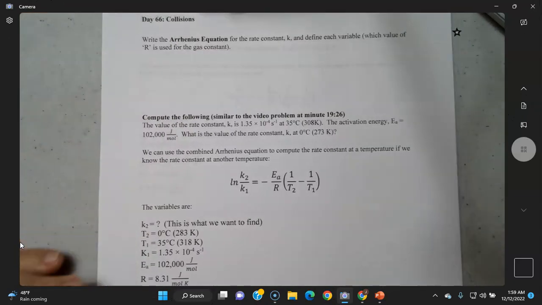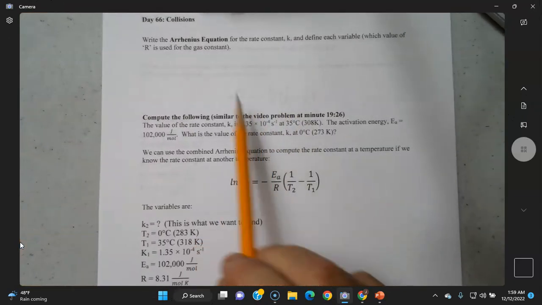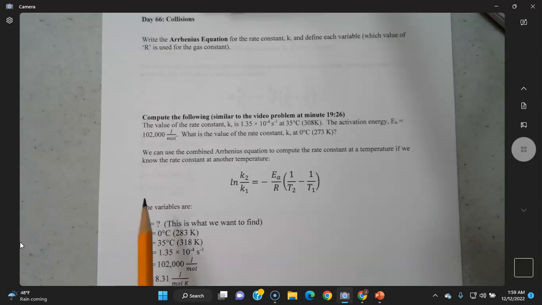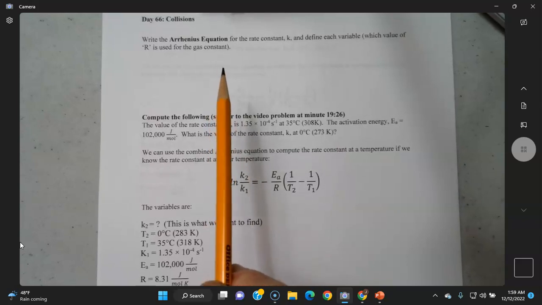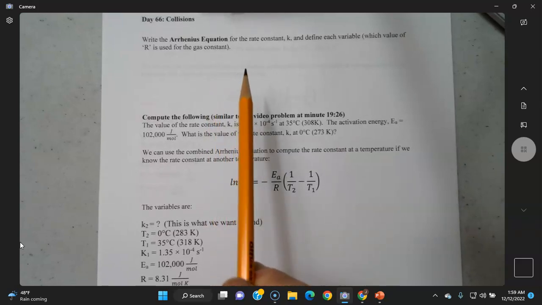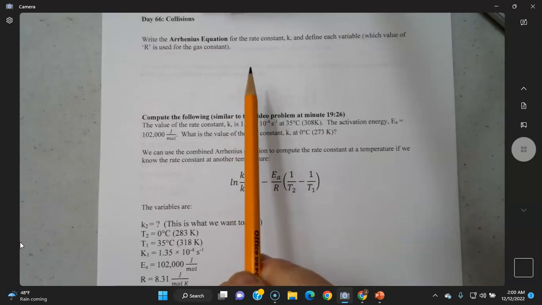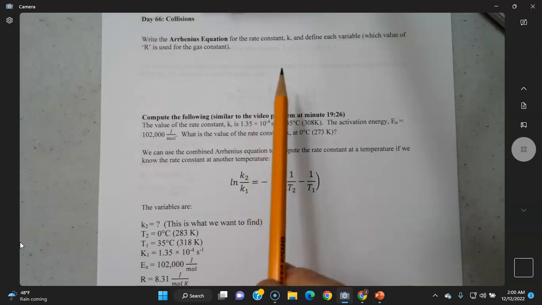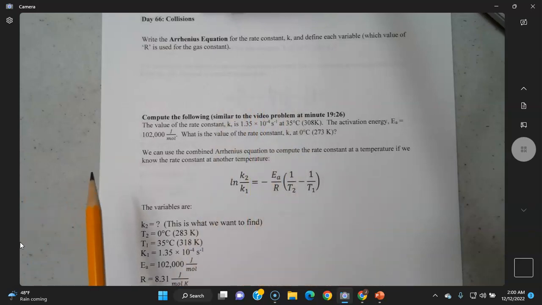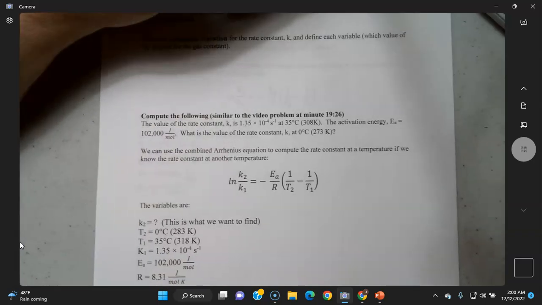Okay, write the Arrhenius equation. That's in the lecture video, so I'm not going to do that one. It tells you what K is a function of. K equals A, which is the frequency factor, times e, Euler's number, raised to the power negative EA over RT, where R is the gas constant. So you can see that one in the lecture video.